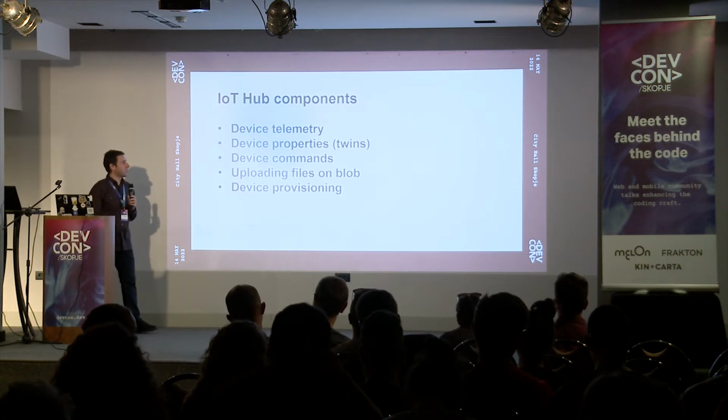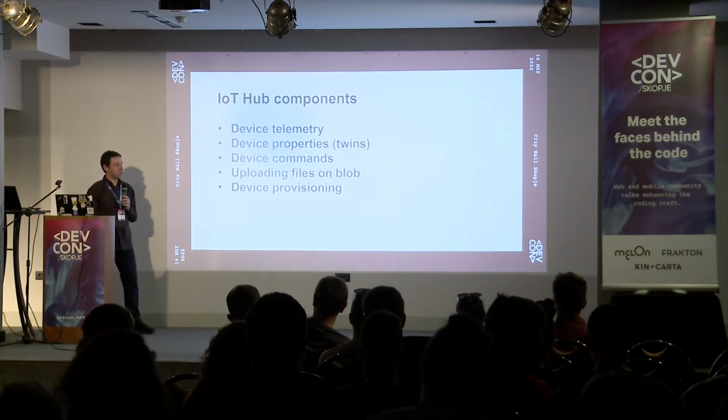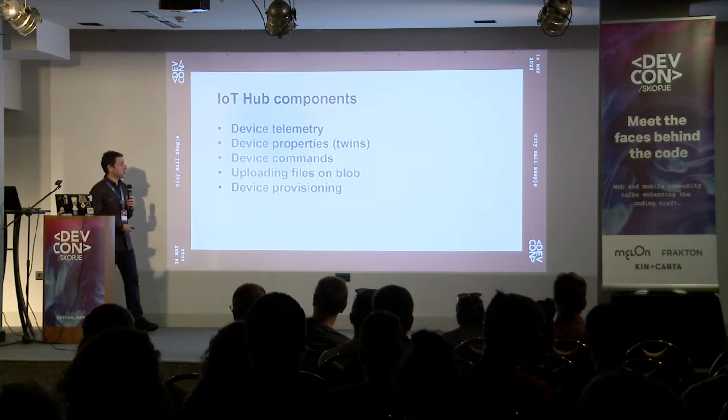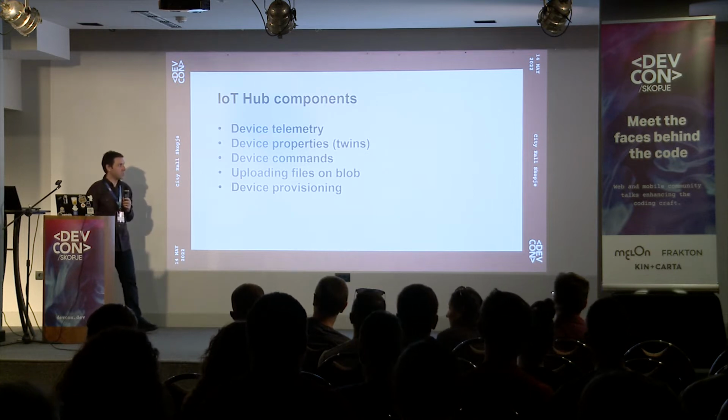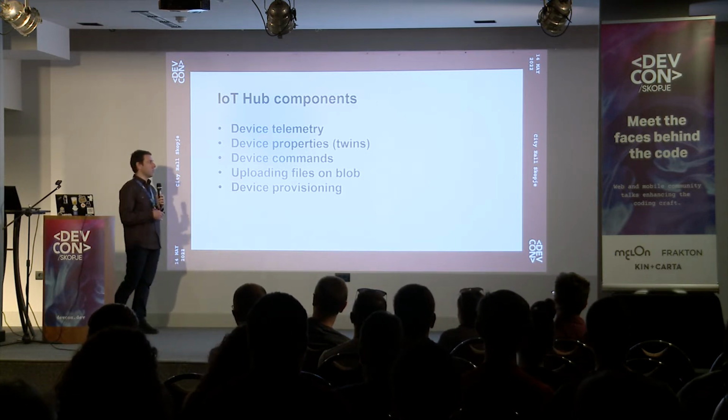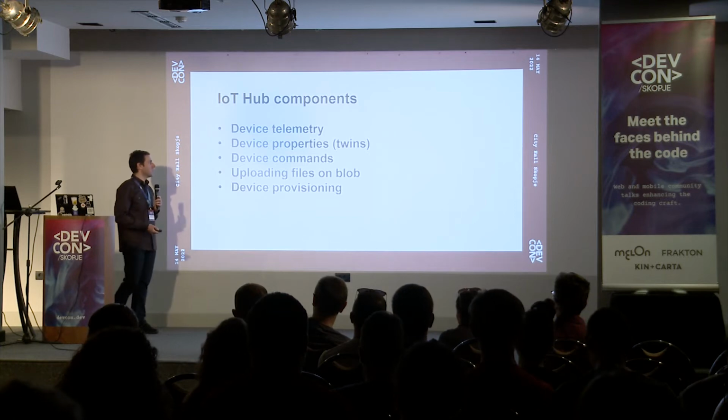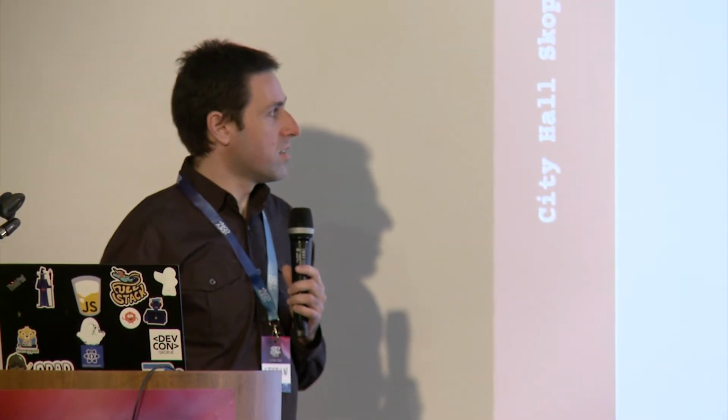Next one is the device properties, which in Azure IoT Hub are called twins, because they are hosted on both sides, on the device and the cloud. And device commands can be used for any interaction that we want to be done, where we expect some results from it.